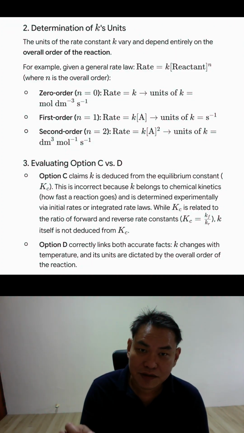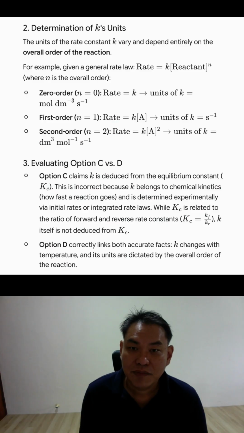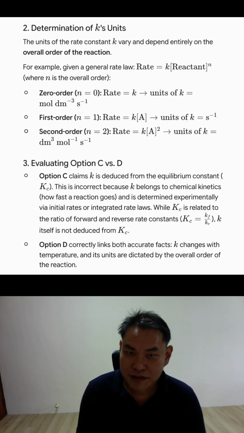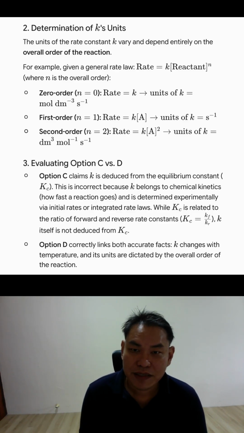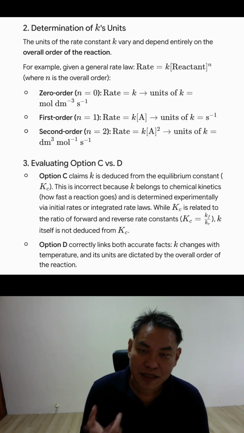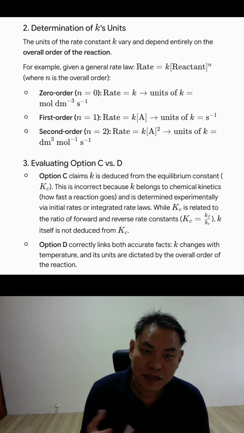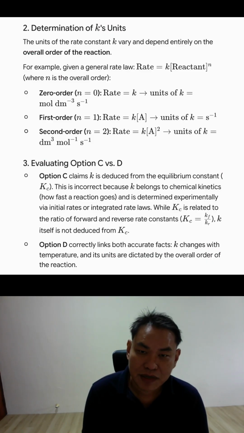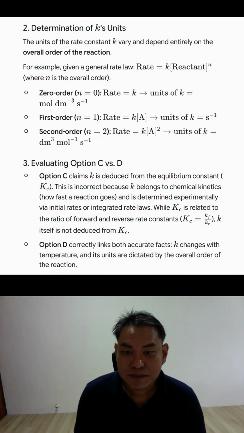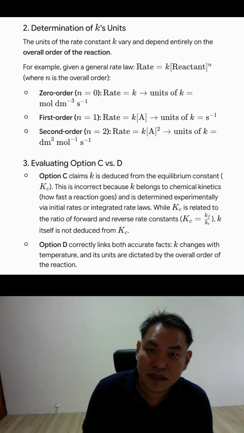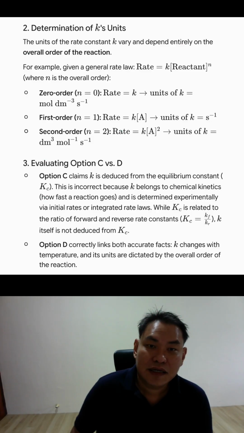For example, if n equals 0, the unit of k will be mol dm^-3 s^-1. If n equals 1, which means it's first order, the unit for k will be s^-1. If it is second order, which means n equals 2, the units of k will be dm^3 mol^-1 s^-1. That's why the answer is D, because the unit of k is affected by the overall reaction order.